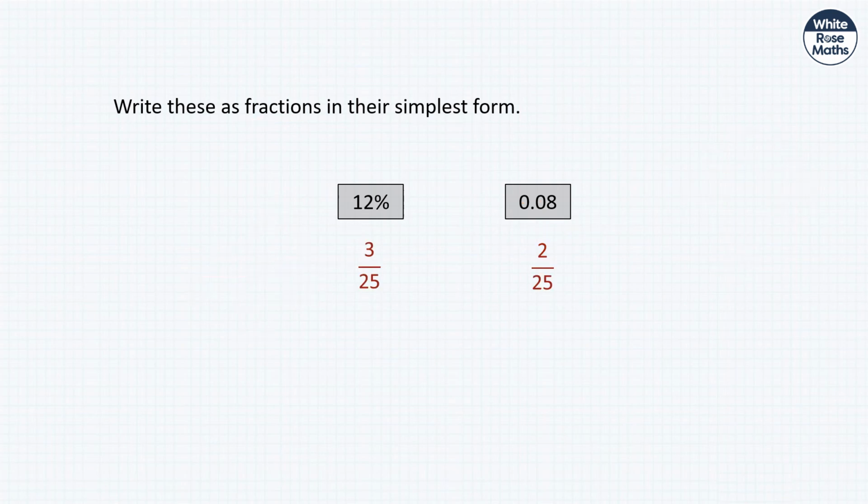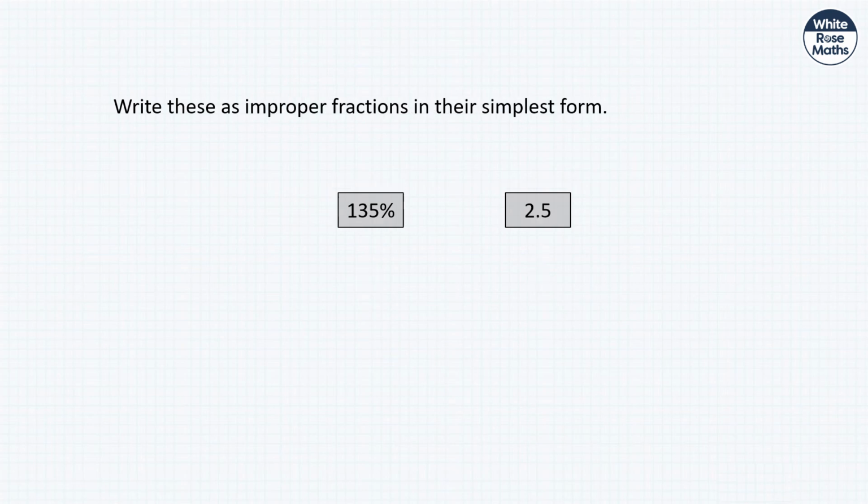So they're the White Rose Maths answers. Write these as improper fractions in their simplest form. 135%, that'll be 135 out of 100. And this is what I refer to as a top-heavy fraction or an improper fraction. Now I can divide top and bottom by 5.